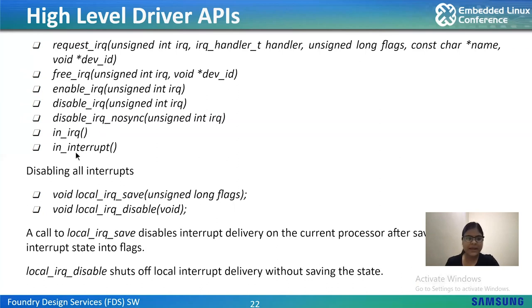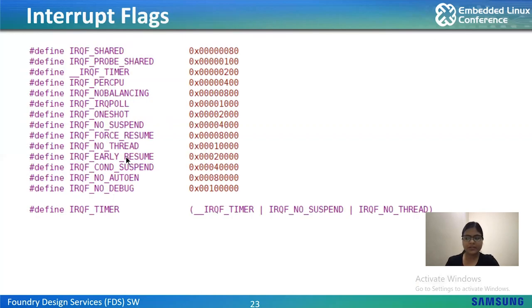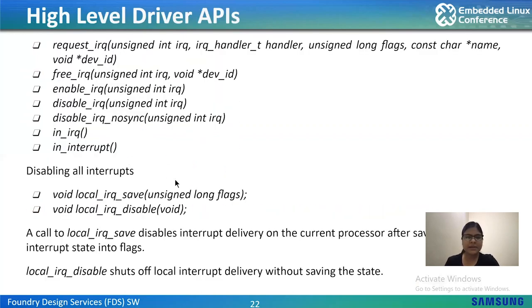Another set of APIs is in_irq and in_interrupt. These are used to check if we are currently in the interrupt handler. Then for disabling all the interrupts, we can use the local_irq_save and local_irq_disable APIs. A call to local_irq_save disables interrupt delivery on the current processor, but it saves the current interrupt state into the flags, while local_irq_disable disables the interrupt delivery without saving the interrupt state.